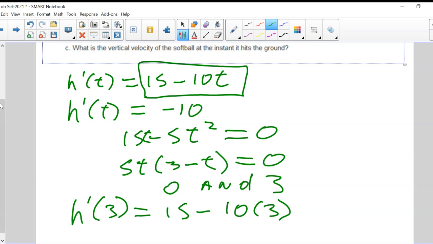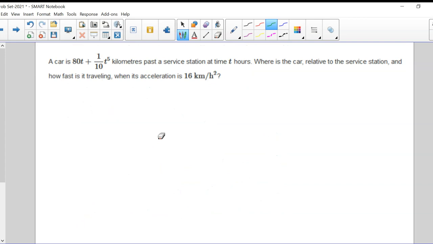Okay? The other one that some people struggled with, and I'll just end the class on that one, is this one here. This was number 3. A car is 80t plus 1 over t squared. So it's a position function. It tells you exactly where the car is after time t hours. Where's the car and how fast is it traveling when the acceleration is 16 kilometers per hour squared?